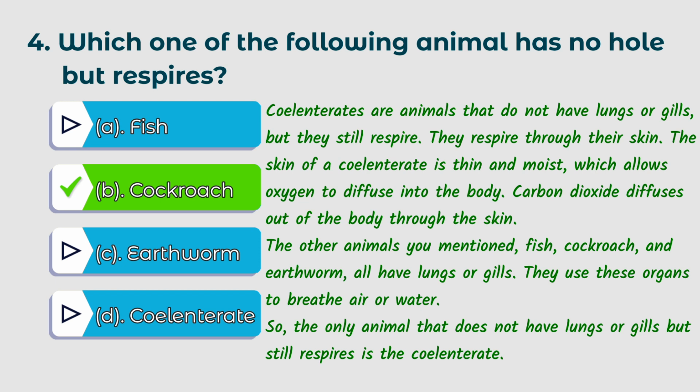The skin of a coelenterate is thin and moist, which allows oxygen to diffuse into the body. Carbon dioxide diffuses out of the body through the skin. The other animals you mentioned, fish, cockroach, and earthworm, all have lungs or gills. They use these organs to breathe air or water. So the only animal that does not have lungs or gills but still respires is the coelenterate.